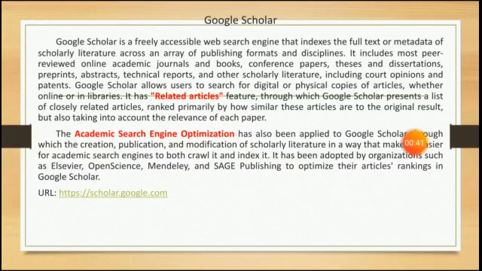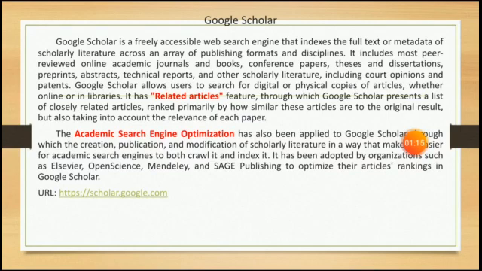It has a related articles feature, through which Google Scholar presents a list of closely related articles. So if I want an article based upon, say, fractional calculus in mathematics, I will go to the related articles feature, put in fractional calculus, and it will give you all the similar results and original articles about fractional calculus, also taking into account the relevance of each paper.